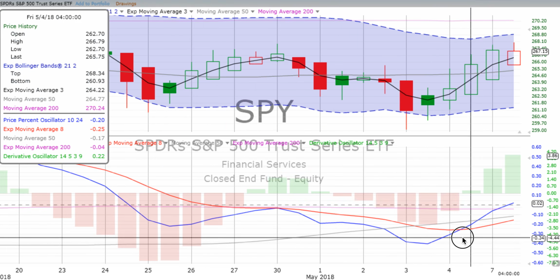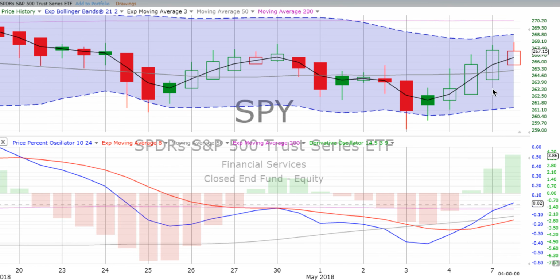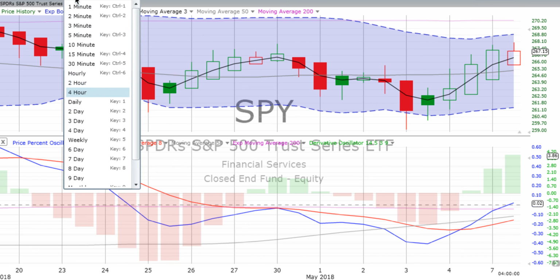What's going on the 4-hour chart? Well, it crossed over in the afternoon on Friday, bumped up on Monday morning, and then withdrew a little bit in the afternoon. We see the derivative oscillator gaining energy, price percent oscillator heading up.